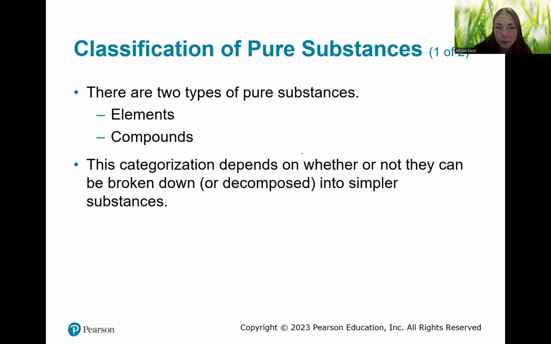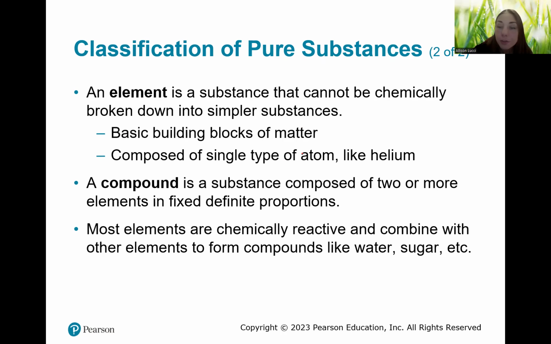So again, two types of pure substances, element or compound, can't be broken down into simpler substances unless you do chemical types of means. Here's a further definition of what an element is, right? It cannot be broken down chemically. Two or more elements fixed in a definite proportion. I forgot to mention that. That's what makes the compounds different from each other. We could have CO, which is carbon monoxide, versus CO2, carbon dioxide.